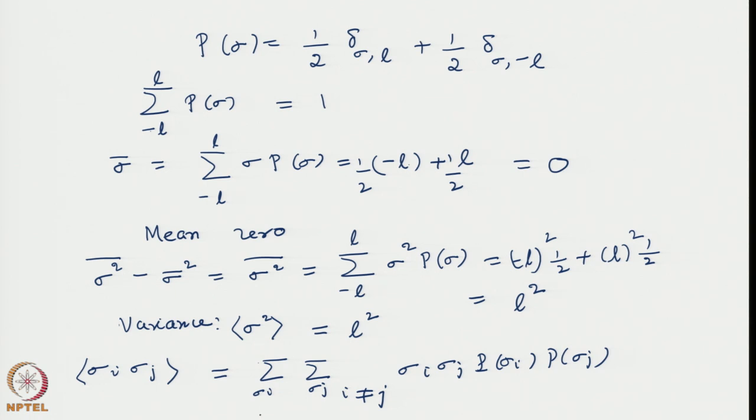The most important assumption at this point is that my coin tossing in the next step was completely independent of that in the previous step. In other words, the joint probability of obtaining one sigma value in the first step and another sigma value in the next step is just the product of individual probabilities. That is why we separated it. This is simply sigma i bar and sigma j bar, each of which is 0, so it is 0. So we have a third important result: the average of sigma i sigma j equals L square delta i j. So it is L square if i equals j, and 0 otherwise.